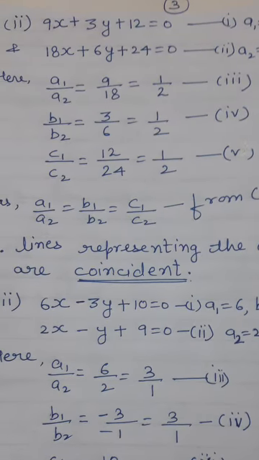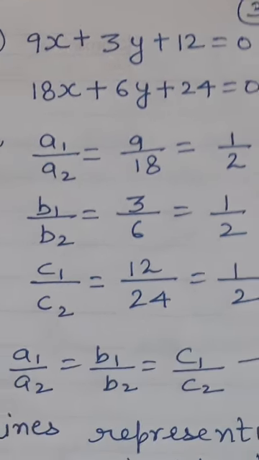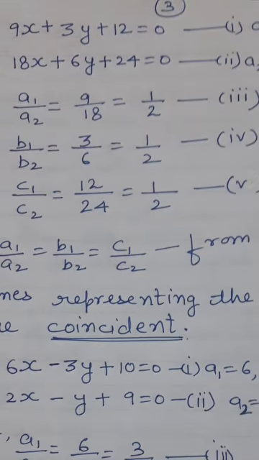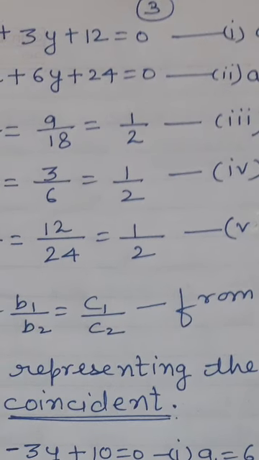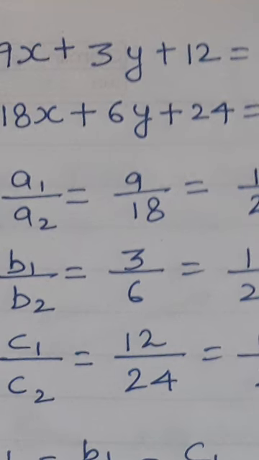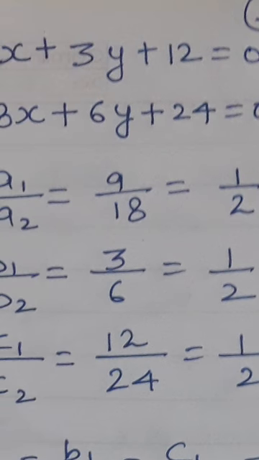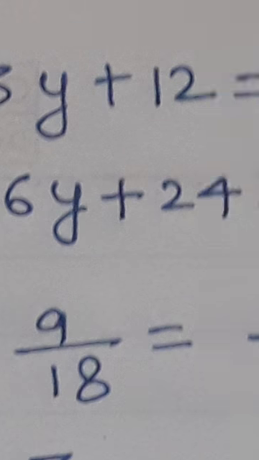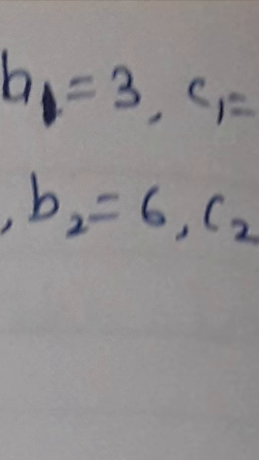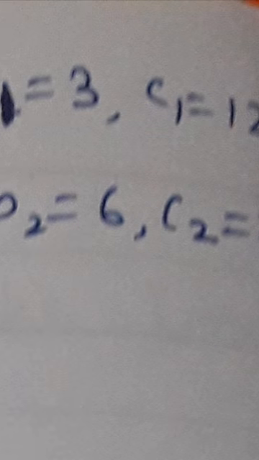See here, second part, the equations given to us are 9x plus 3y plus 12 is equal to 0. And second equation given to us is 18x plus 6y plus 24 is equal to 0. Say this one as second. Now, here we will find out a1 from first equation. First equation is 9x plus 3y plus 12. So, a1 will be 9. Now, coefficient of y in first equation is 3. So, b1 will be 3. And the constant term present in the first equation is 12. So, c1 will be 12.